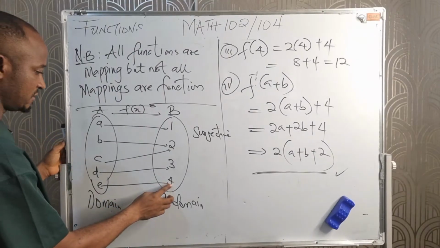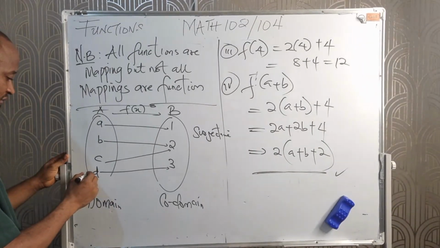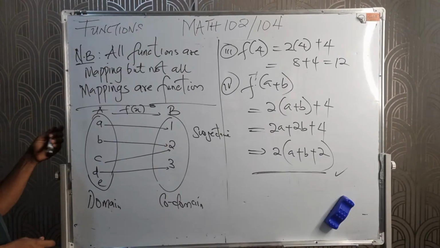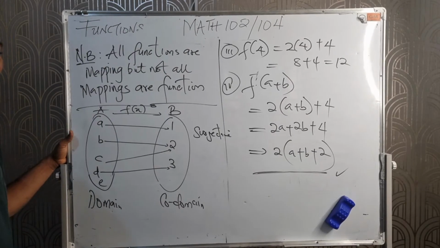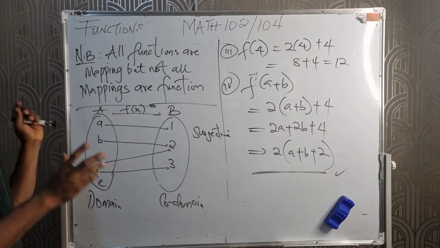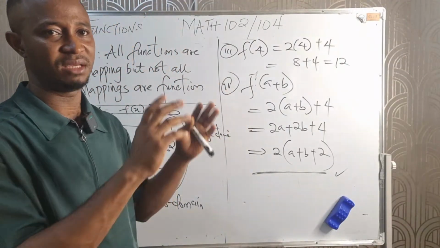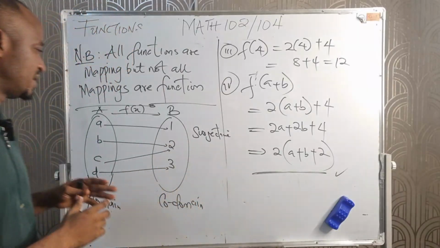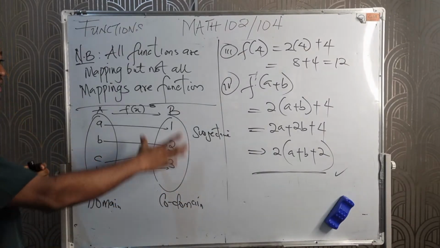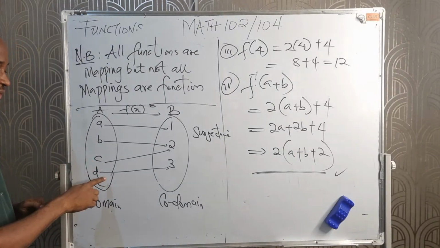Now, let me ask a question. If I remove this 4 from here, and we have an element called E, can we say this is a mapping function? This is not a mapping function because E, an element of A, is not assigned to any element in B. What describes a mapping function is that every element in the domain must have an image in the codomain. If any element here does not have any link or assignment with any element in the codomain, that mapping function does not exist. So E cannot stand alone.